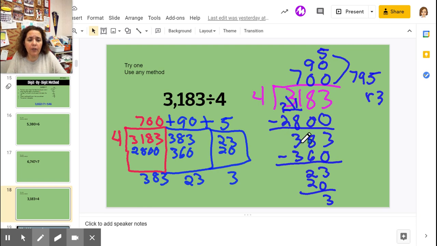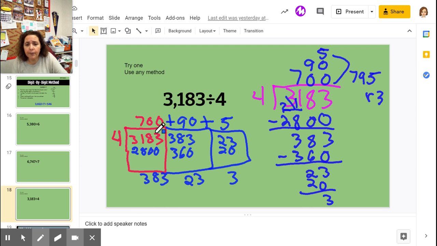So 4 into 383. I just looked at the 38. 4 goes into 38 9 times. 4 times 9 is 36. And I still have another digit, so it'd be 90. 4 times 90 is 360. Subtract. 3 take away 0 is 3. 8 take away 6 is 2. 23. 4 goes into 23 5 times. 4 times 5 is 20. 3 left over. So 700 plus 90 plus 5 gives me my 795, remainder 3.